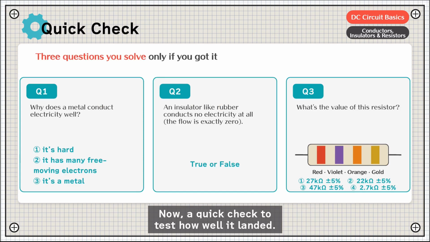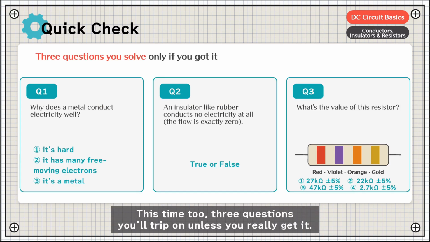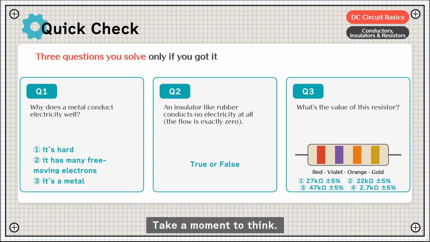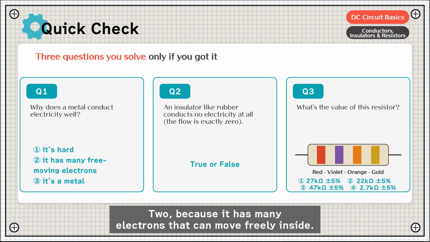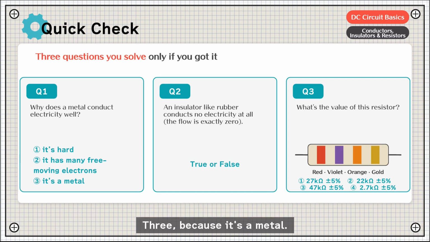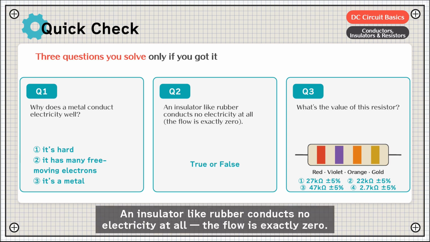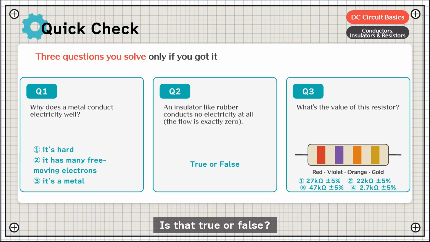Now, a quick check to test how well it landed. This time too, 3 questions you'll trip on unless you really get it. Take a moment to think. Question 1. Why does a metal conduct electricity well? 1. Because it's hard. 2. Because it has many electrons that can move freely inside. 3. Because it's a metal. Question 2. An insulator like rubber conducts no electricity at all. The flow is exactly 0. Is that true or false?